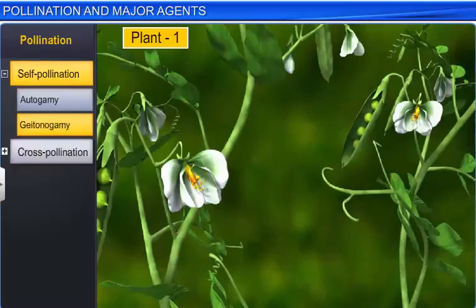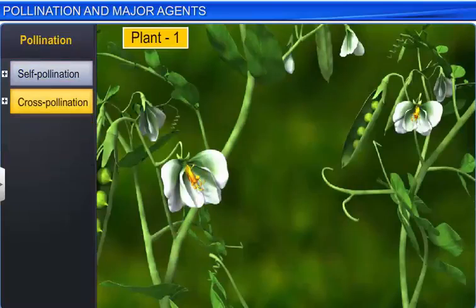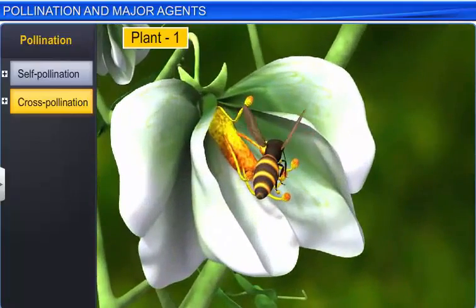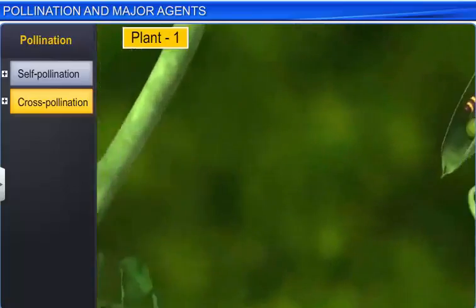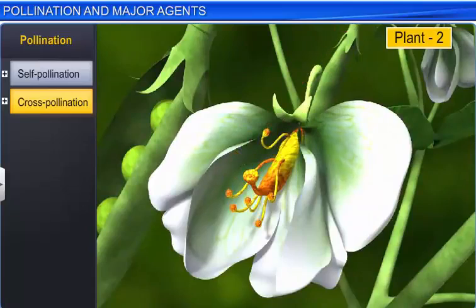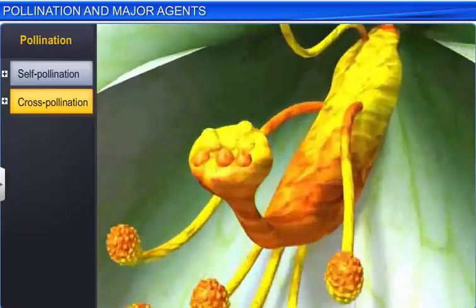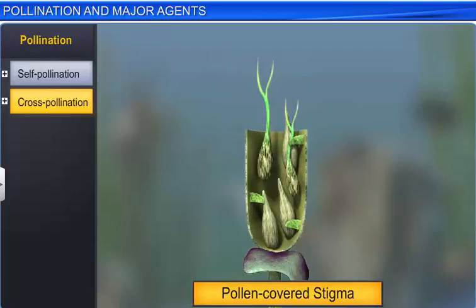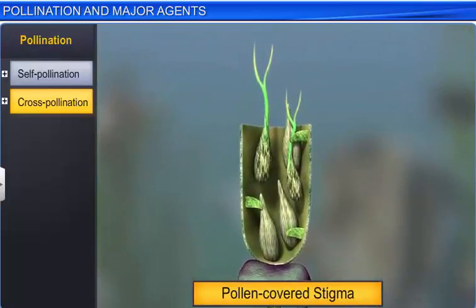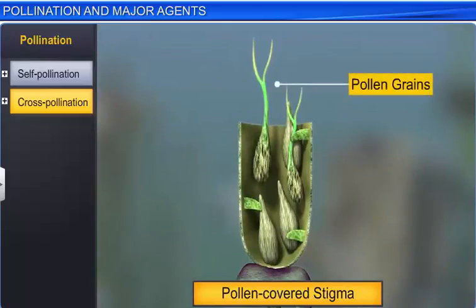Apart from self-pollination, cross-pollination is also commonly seen in plants. This type of pollination involves the transfer of pollen grains from the flower of one plant to the stigma of the flower of another plant of the same type. This type of pollination is called xenogamy or allogamy. Interestingly, xenogamy is the only type of pollination that brings genetically different types of pollen grains to the stigma.